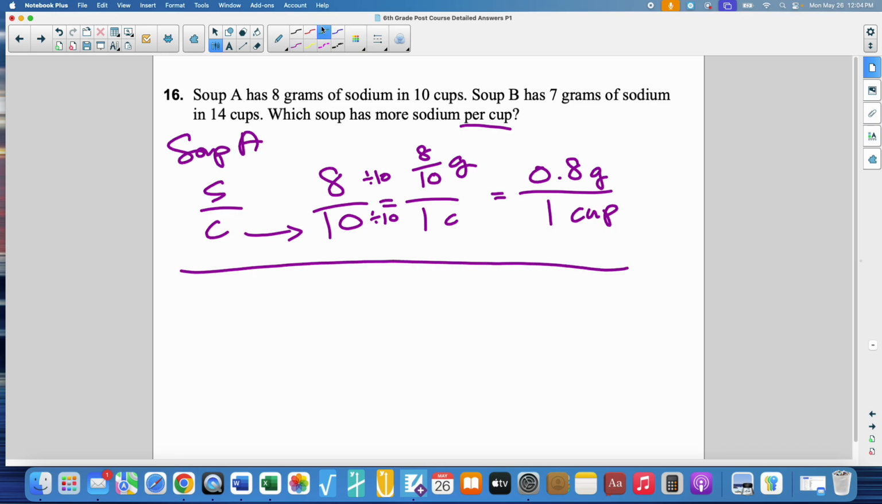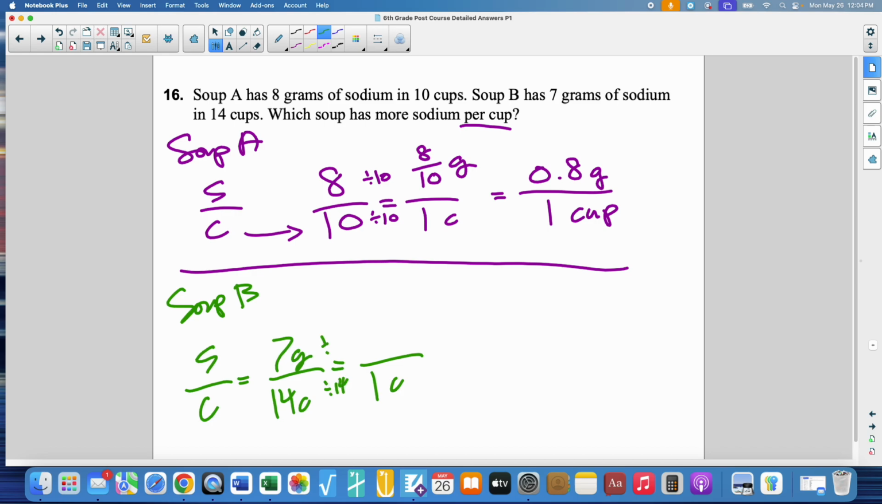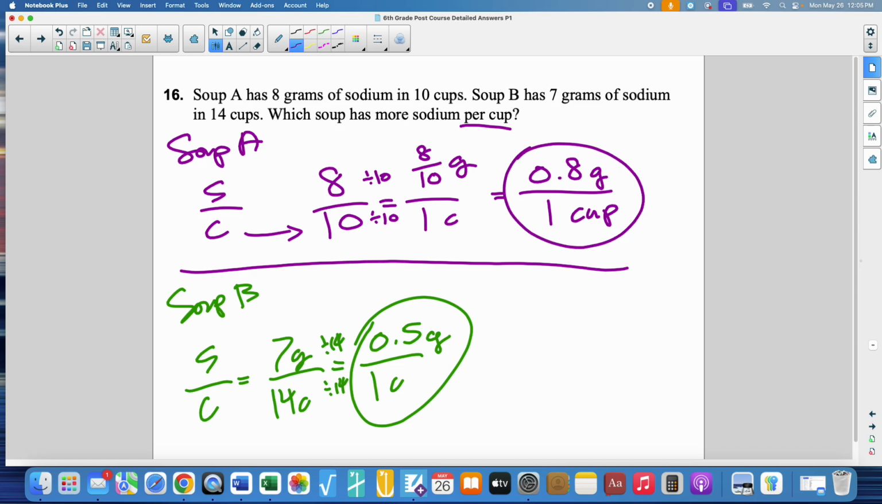Soup B, we're still in sodium to cups. So we have 7 grams to 14 cups. And I don't want 14 cups, I want 1 cup. So we could divide by 14. 7 divided by 14, hopefully you know, is 0.5 grams to 1 cup. And we have 0.8 grams for 1 cup. Which soup has more sodium? It is going to be soup A.